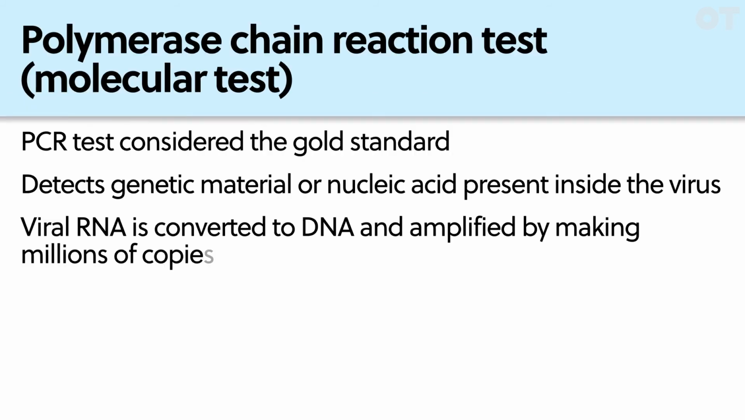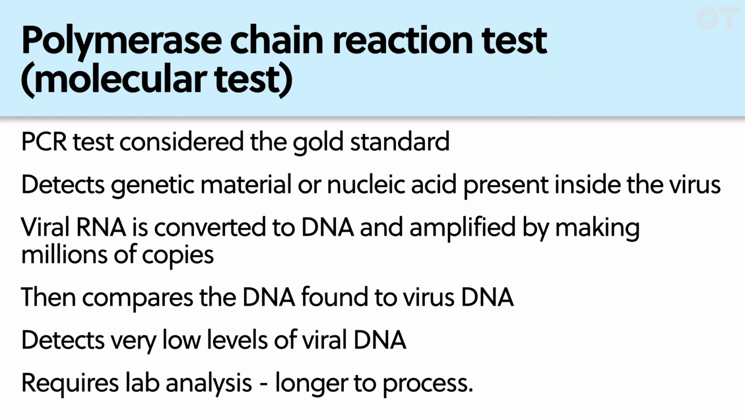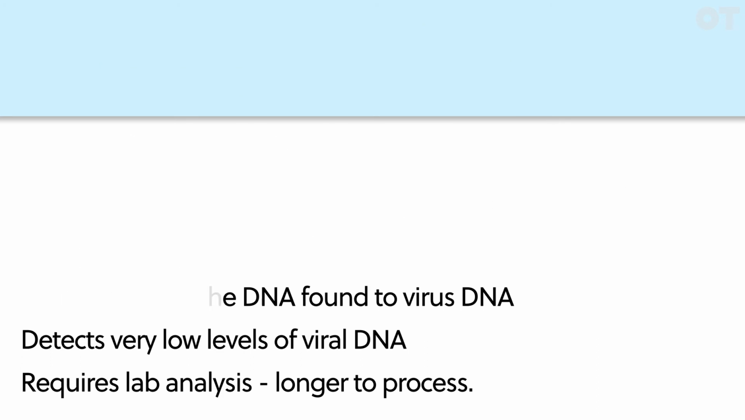Polymerase chain reaction tests, or PCR tests for short, are also referred to as molecular tests. And these actually detect genetic material or nucleic acid that is present inside the virus. They require lab analysis. The process involves viral RNA being converted to DNA, and then it's amplified by making millions of copies. The test then compares the DNA that has been found to that which is known for the virus, and because of the amplification process, PCR tests can detect even very low levels of viral genetic material, but because they require lab processing, it takes far longer to get a result. PCR tests, however, are considered the gold standard of testing at the moment.